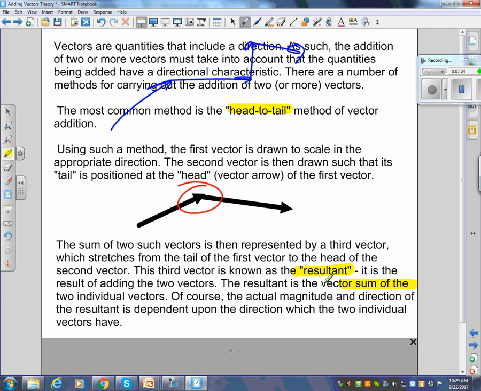And of course, the actual magnitude and direction of the resultant is dependent upon the direction which the two individual vectors have. So if I were to draw the resultant here, where would I draw it? I will draw it in red. From where you started to where you end. And we're going to label that with the letter R. R for resultant. And in fact, it should also have a little arrow over top too. Okay? Now, the most common mistake I see is this.